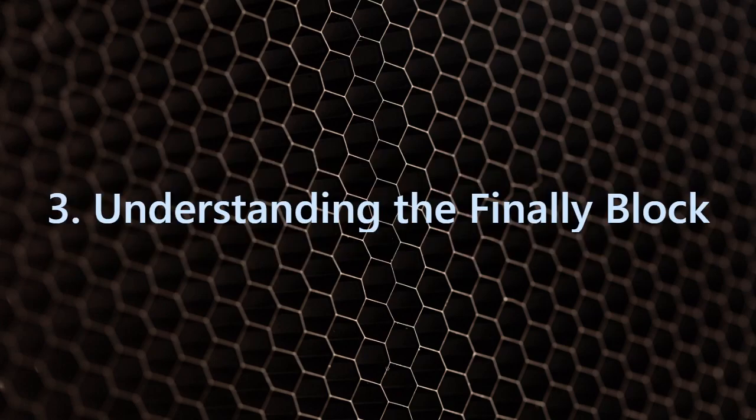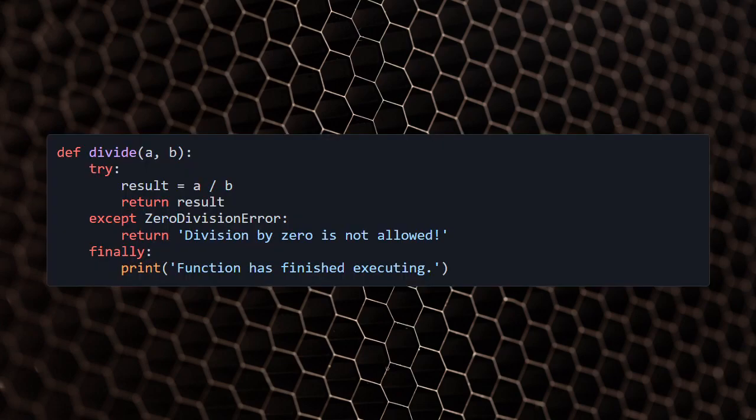Now, let's move on to the finally block. The finally block comes after the try and except blocks and is used for cleanup, resource management, or other actions that must be executed regardless of whether an exception occurs or not. Here's the same division function with an added finally block. In this example, the finally block simply prints a message that the function has finished executing. Take a look at the code on the screen.